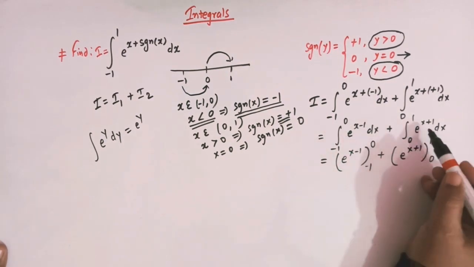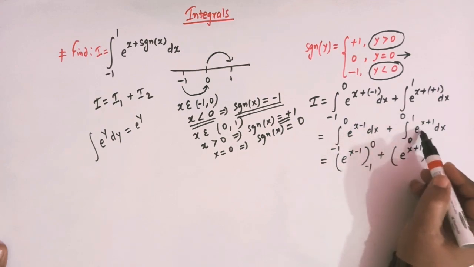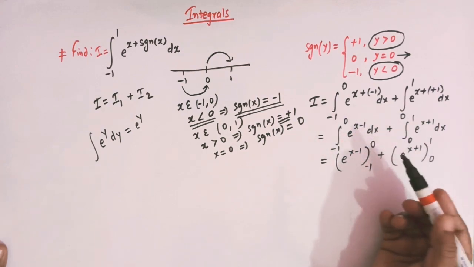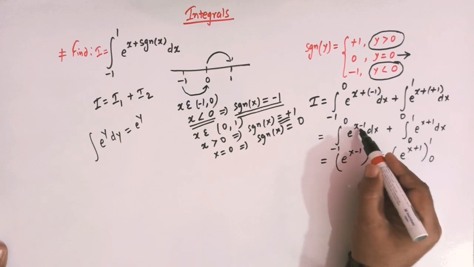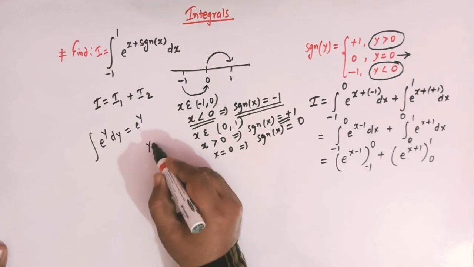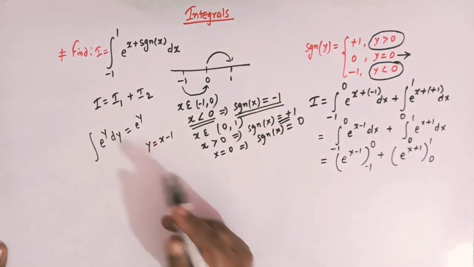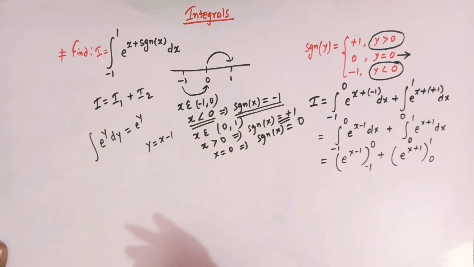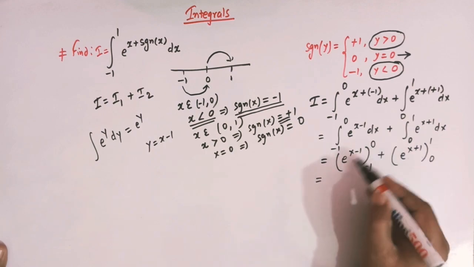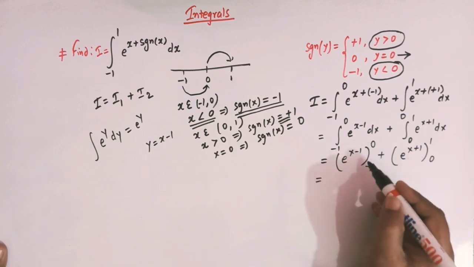We can also solve these two integrals by the method of substitution, right? We can take y is equal to x minus 1, and then the usual steps of method of substitution may be employed, right? So now we'll substitute the limits and we'll take the difference.